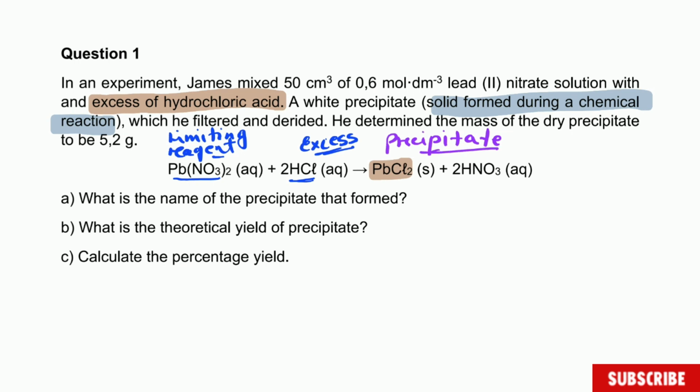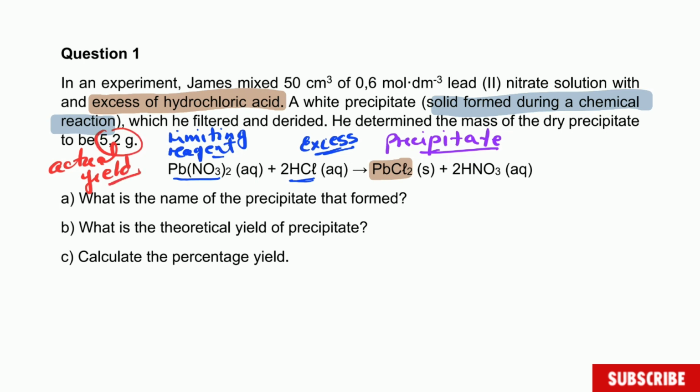So now they say he determined the mass of the dry precipitate to be 5.2 grams. So when the reaction happened, he measured the mass of that precipitate and he determined that he got 5.2 grams. So guys, that one is the actual yield. That is what James actually got in this chemical reaction. So here, this is the actual yield, the 5.2 grams.